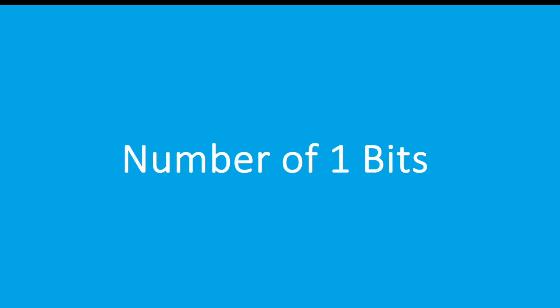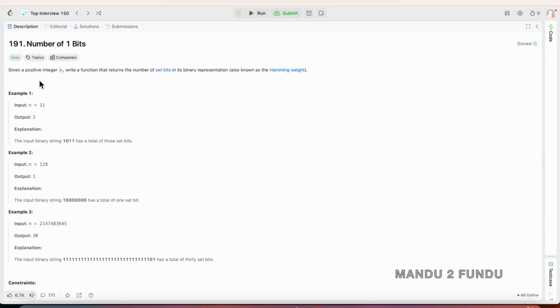In this video, I'm going to discuss the solution for finding the number of bits set in a positive integer. Let's look at the problem description. We are given a positive integer n and we have to write a function that returns the number of bits set in its binary representation.